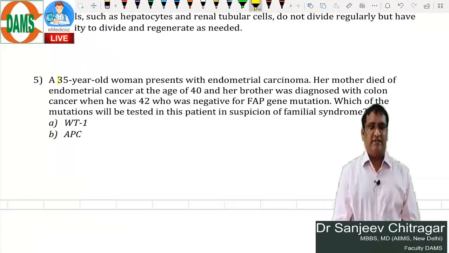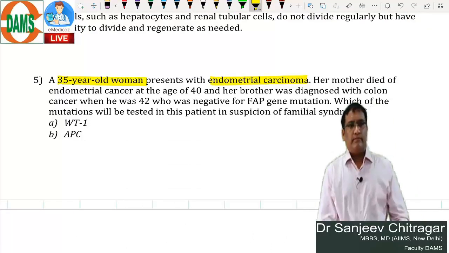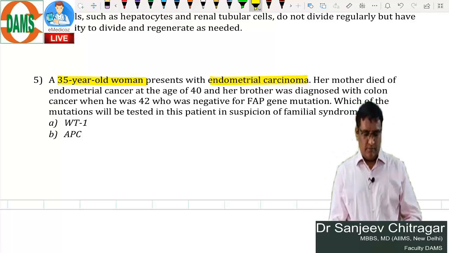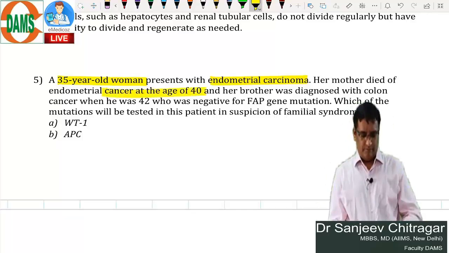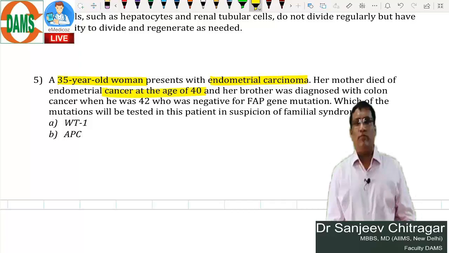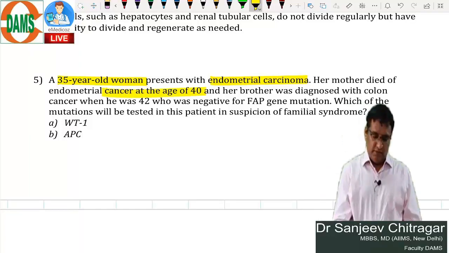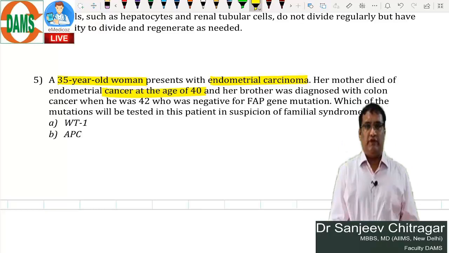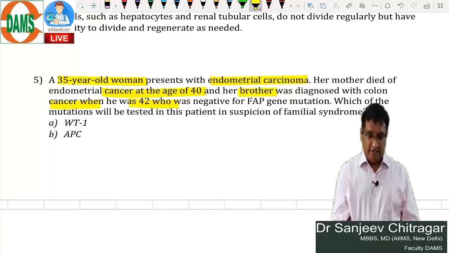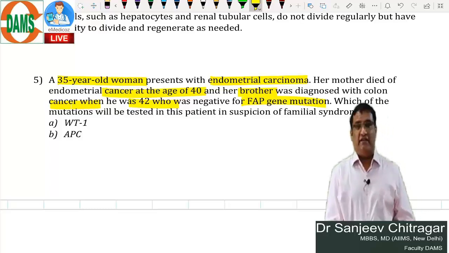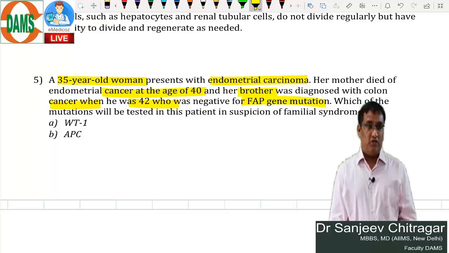A 35-year-old woman presents with endometrial carcinoma. So she is having endometrial carcinoma at 35 years, which is young age for that. Her mother died of endometrial cancer at the age of 40. So very important, mother died at the age of 40, and that too with endometrial cancer, and her brother was diagnosed to have colonic carcinoma when he was 42, and he was FAP gene negative. So basically the brother is having colonic carcinoma, mother was having an endometrial carcinoma, and she's also having the endometrial carcinoma here. So what is the likely answer in this?